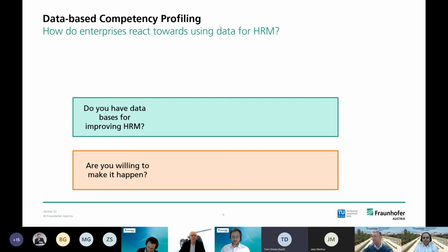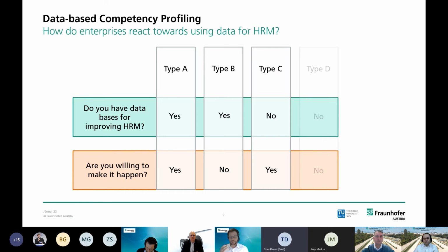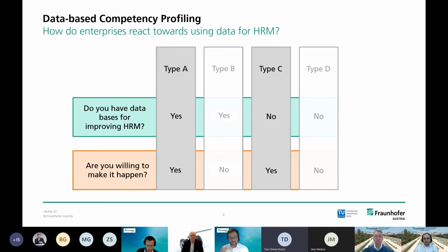And obviously, there are four types of enterprises here. There's type A, enterprises which have the databases for such data-based human resource management, and they are willing to make it happen. There's type B, they do have the data, but are not willing to make it happen. There is type C, they do not have data, but are willing to make it happen. And there is type D, they don't have data and are not willing to make it happen. But we are focusing on companies where they are willing to make it happen. Either they have the data or they don't have it.